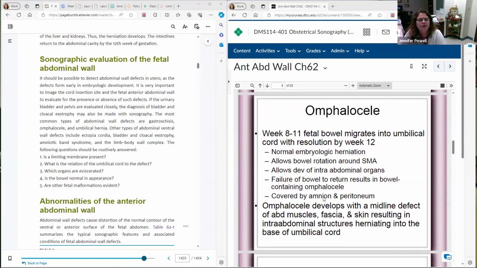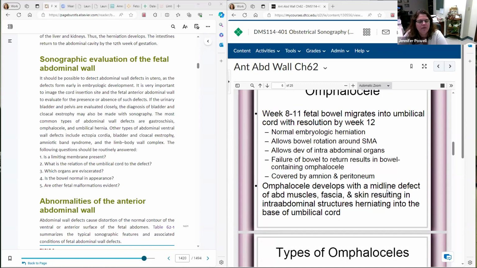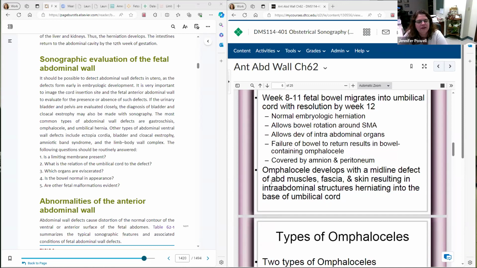So this is probably a repeat for you, but week 8 through 11, the fetal bowel migrates into the umbilical cord with resolution by week 12. A normal embryologic herniation. It allows the bowel to rotate towards the SMA, allows development of the intra-abdominal organs, and failure of bowel to return results in bowel-containing omphalocele, covered by amnion and peritoneum. Omphalocele develops with a midline defect of abdominal muscles, fascia, and skin, resulting in intra-abdominal structures herniating into the base of the umbilical cord.